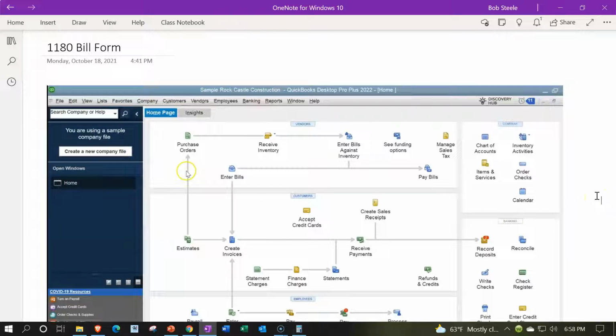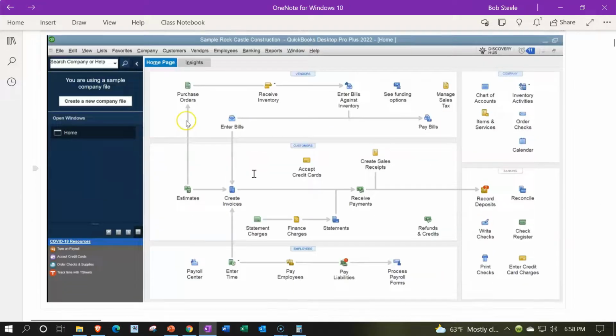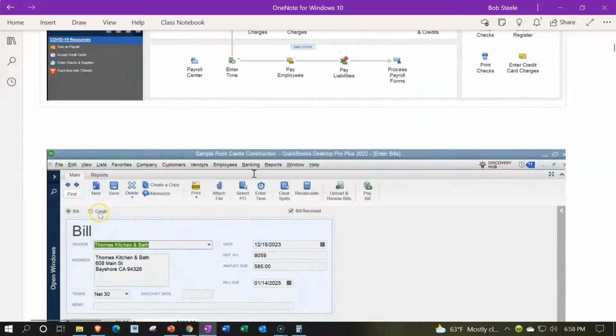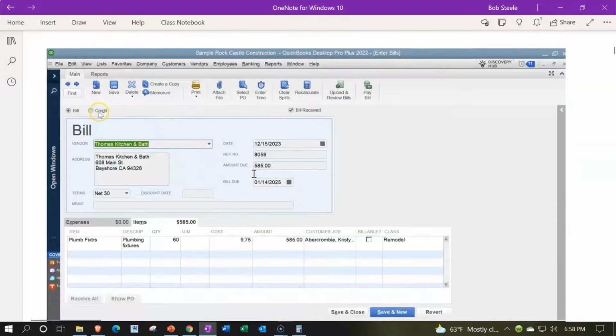We start off at the home page. We're looking at the vendor section. We're focusing in on the bill form. That's going to be the form that will increase the accounts payable. The other side then going to an expense account, inventory account possibly, or possibly a fixed asset account.